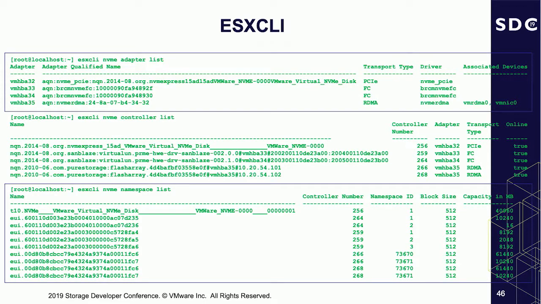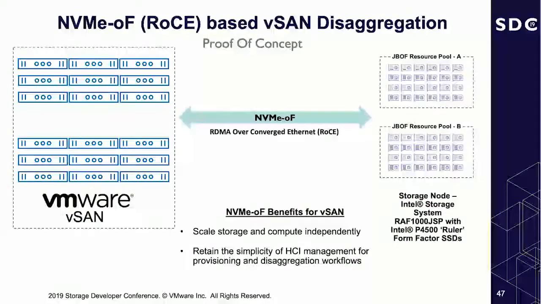Now, once we have enabled the NVMe Fabrics driver and stack, there are very interesting use cases coming out. You've probably heard from many other folks about NVMe Fabrics being used for persistent memory use cases. There are a lot of interesting ones, and we've done a couple of proofs of concept with partners. This one is vSAN disaggregation with NVMe Fabrics over RoCE. This was done with Intel, where we showed how a vSAN cluster could expand its storage capacity over NVMe Fabrics onto their Intel storage system.